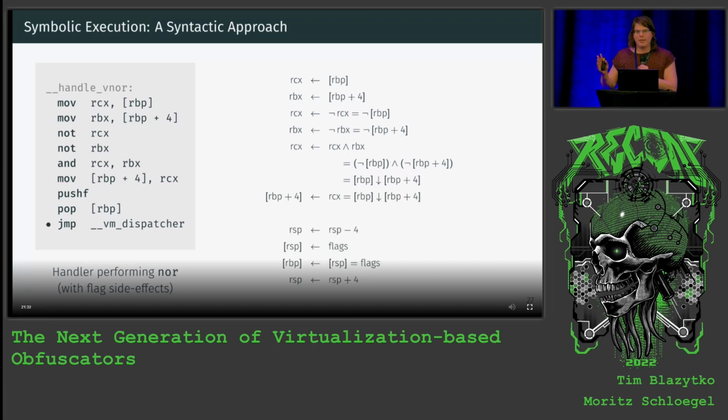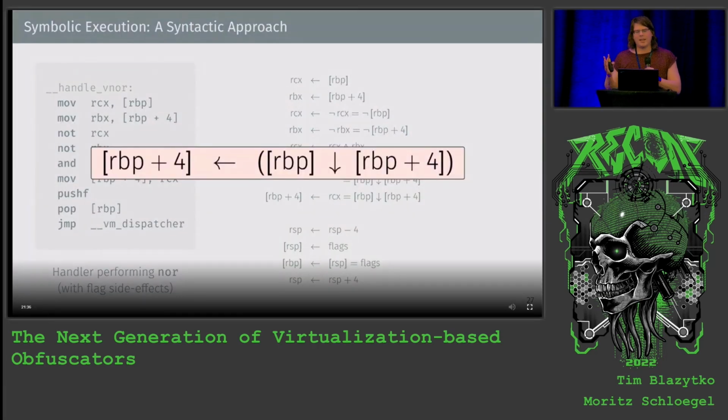In the end, this whole symbolic execution engine gives us, besides others, this symbolic summary: RBP plus 4 equals RBP NOR RBP plus 4. Basically, we derived a symbolic formula for the core semantics.